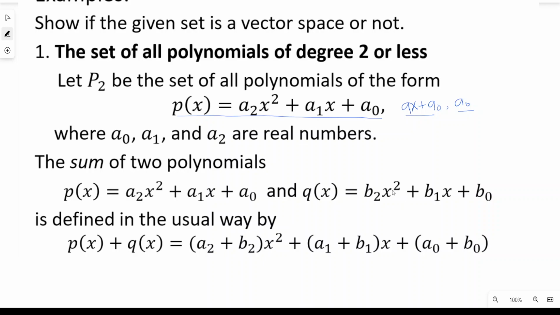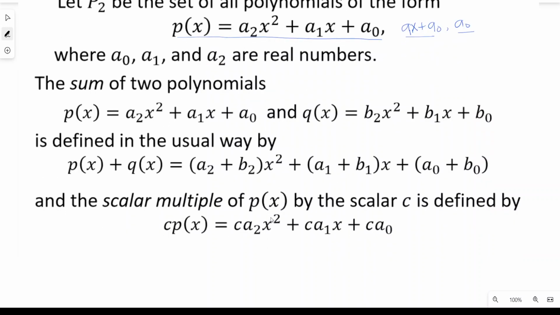So combine the numerical coefficient of x squared, combine the numerical coefficient of x, and combine the constant. So a2 plus b2, being real numbers, is just another real number. You can represent this by c2, and this can be represented by c1, and this by c naught, so that the sum p plus q is another polynomial of degree 2 or less.